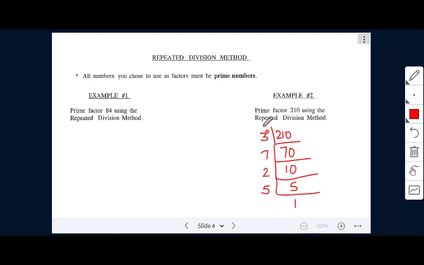All right, so again, it's the numbers on the left-hand side which are the prime factors. So 3 times 7 times 2 times 5 gives me 210, the exact same as what we saw before.